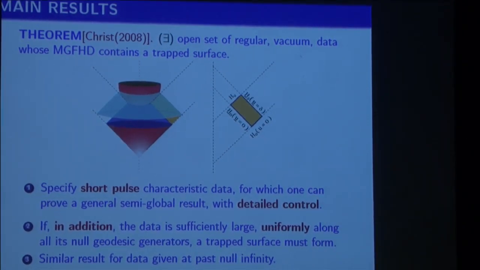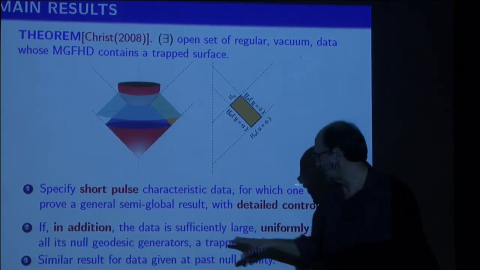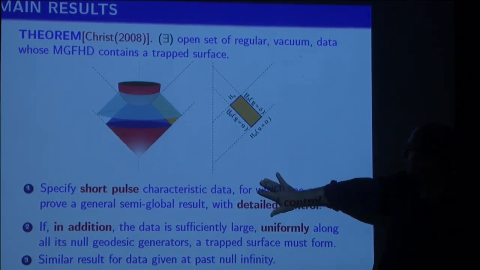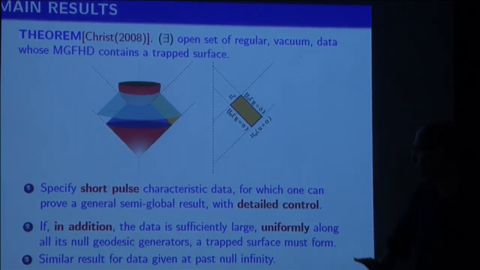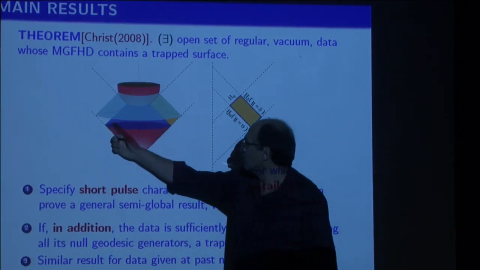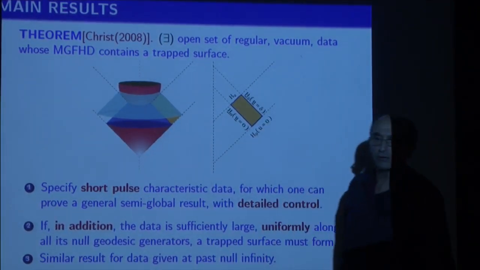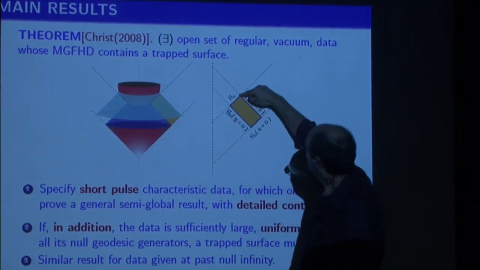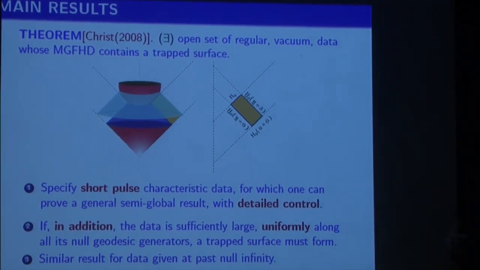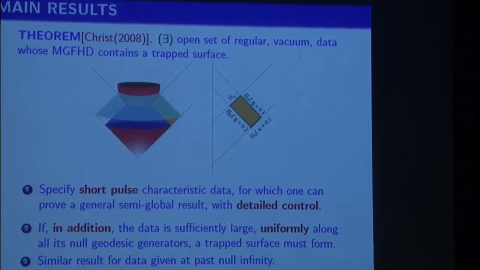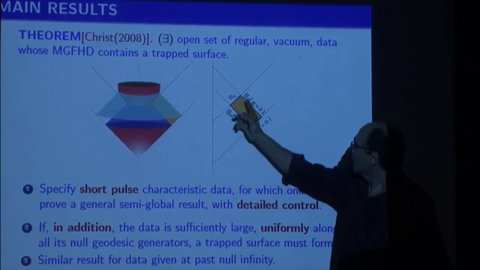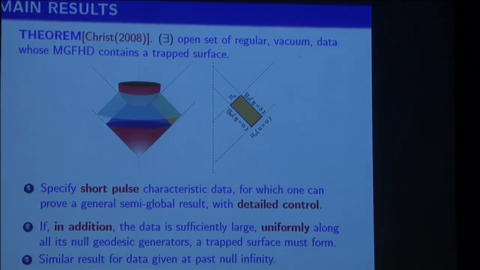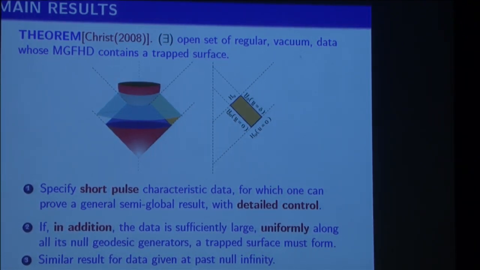It's a very general result. And then in addition, he shows that if the data is sufficiently large, so this is a general result for a general class of data, and then if in addition some kind of uniformity condition, so uniformity means uniformity in all directions here, is verified, then you form a trapped surface. You see the trapped surface here, and you see the trapped surface here. So he gives, first of all, a general result about this semi-global existence, and at the same time gives you conditions on the initial data under which you form a trapped surface. And he has similar results at past null infinity, but I won't talk about it.